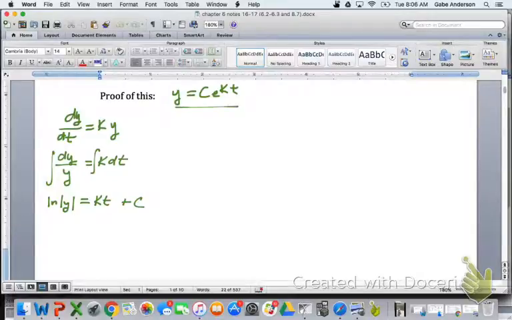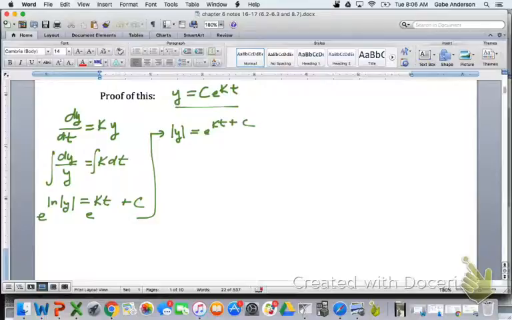Okay, so we're supposed to end up with this up here. We're not there yet. What I'm going to do next now is try to get the y by itself. So I'm going to go e to both sides, exponentiate both sides. So I do that. On the left side, that's going to leave me with absolute value of y is equal to e to the kt plus c. Notice I didn't do e to the kt and e to the c. I do e to the whole side, not e to each individual term. It's mathematically incorrect to do it the other way.